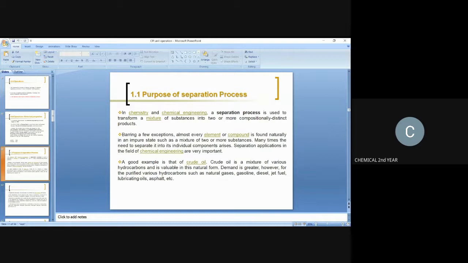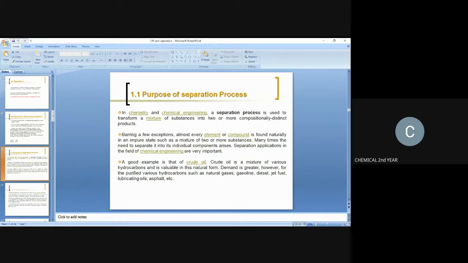In chemistry and chemical engineering, a separation process is used to transform a mixture of substances into two or more compositionally distinct products. With a few exceptions, almost every element or compound is found naturally in an impure state, such as a mixture of two or more substances. Many times the need to separate it into its individual components arises. Separation applications in the field of chemical engineering are very important.